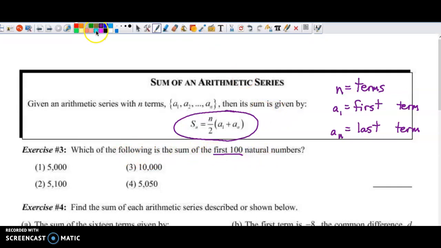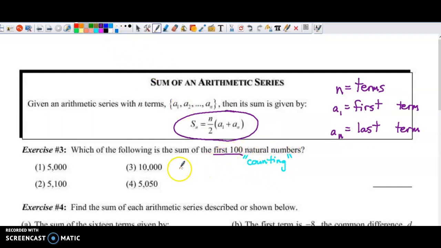Now, if you don't know what a natural number is, sometimes you'll hear people call them counting numbers. They're numbers that happen in nature. That's where we get that name from. But what we talk about counting is you count 1, 2, 3. You never talk about negatives and things like that.